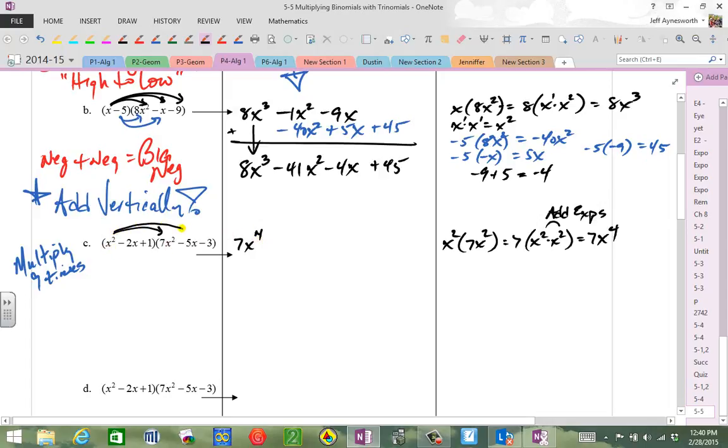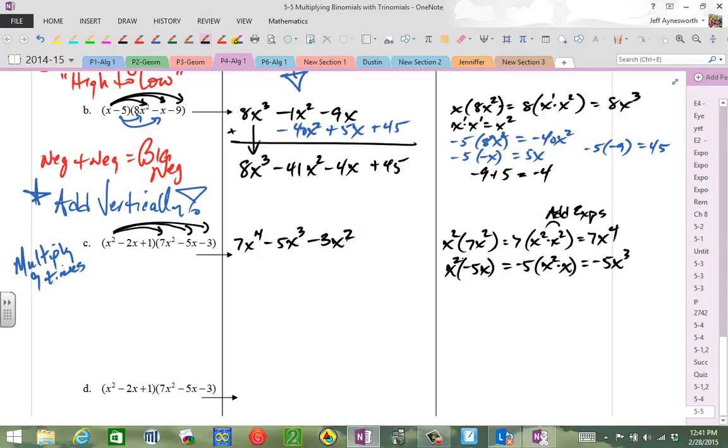Now, first term times the second term. I got x squared times a negative 5x. So that's negative 5 times x squared times x. Regrouping, negative 5x cubed. So you've got a minus 5x cubed here. And then first times third. X squared times a negative 3, well, that's simple, just a negative 3x squared.